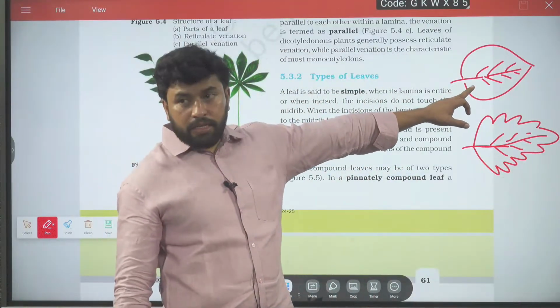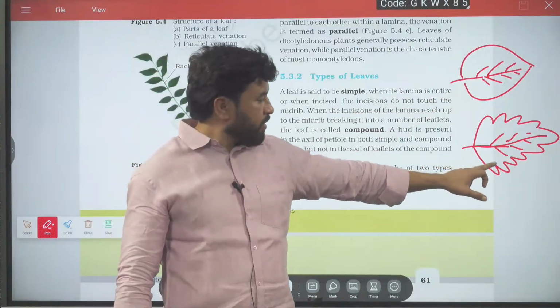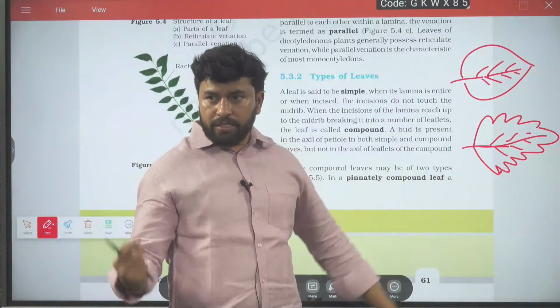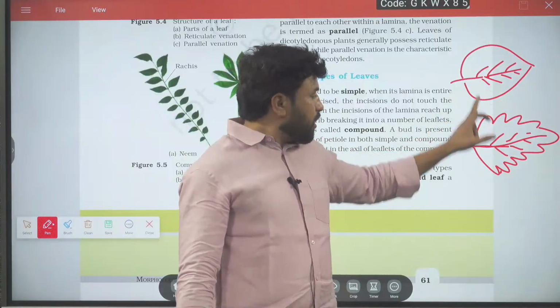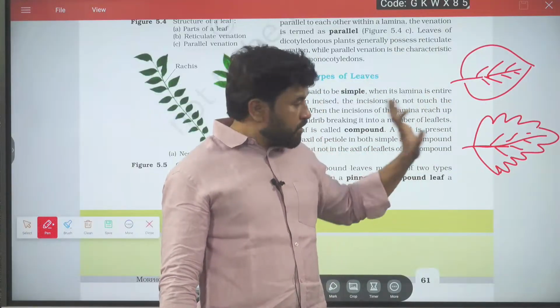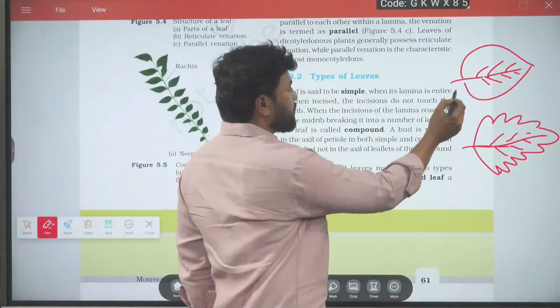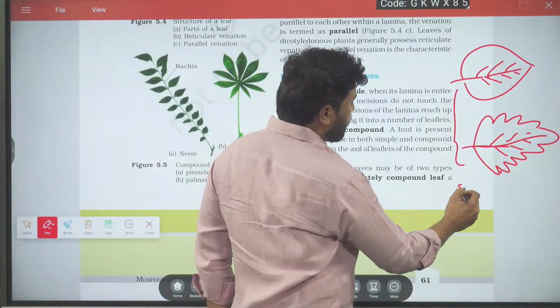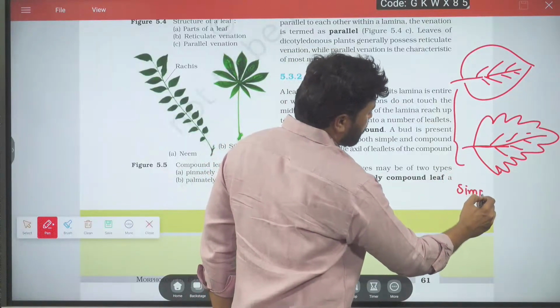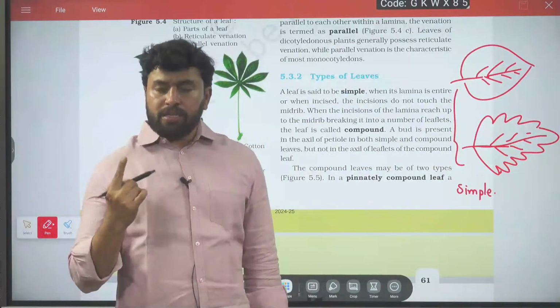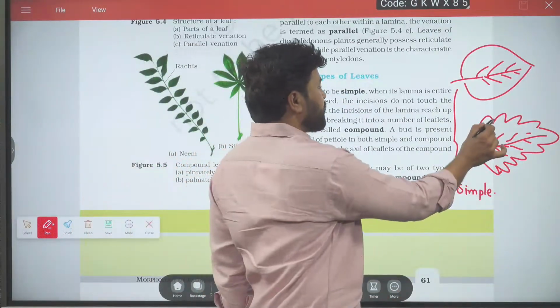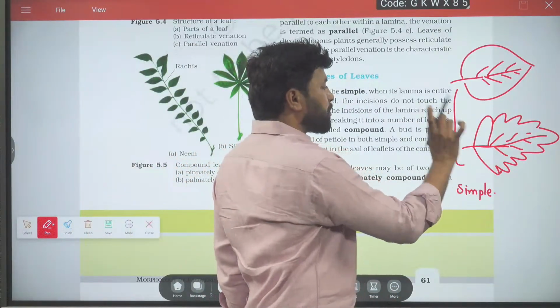See, this is a leaf without incision, and these are the incisions. Incisions are internal cuttings. This area we will consider as a simple leaf, or this kind of leaf is called a simple leaf. When incisions develop, these incisions do not touch the midrib.